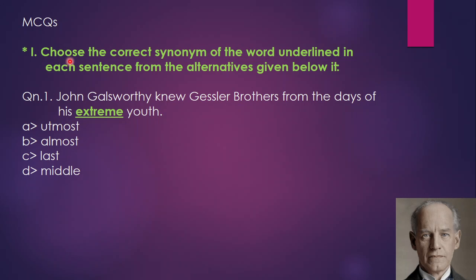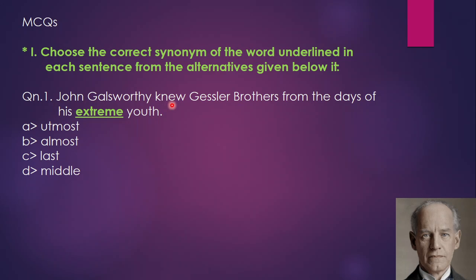Okay, main question: Choose the correct synonym of the word underlined in each sentence from the alternatives given below. Understood? Choose the correct synonym, because there are four options. Okay, you have to choose the correct one among the four. So for what? The word underlined. Here is a word which is underlined and in a different color. Okay, from the alternatives given below. Yes, let's go to the sentence.